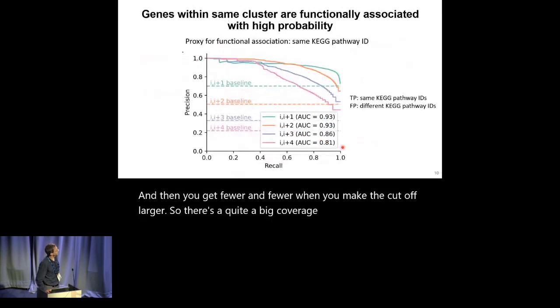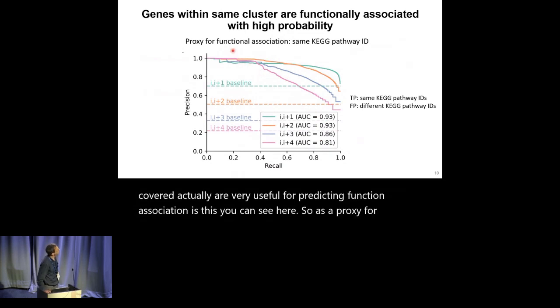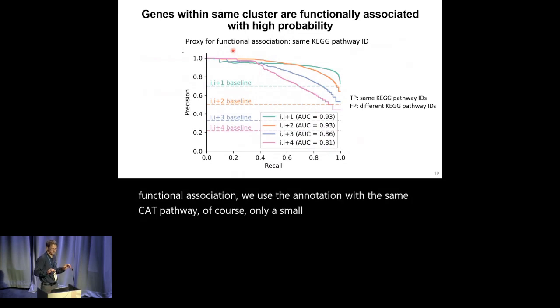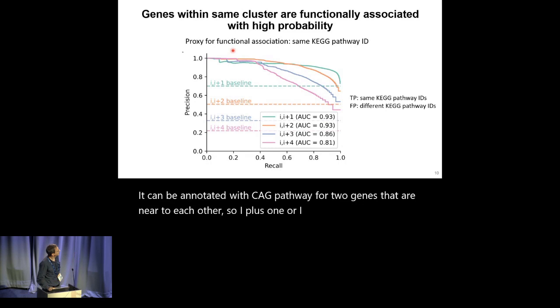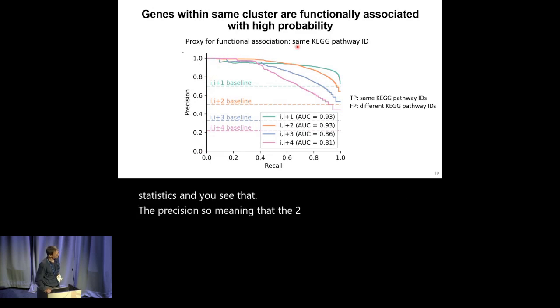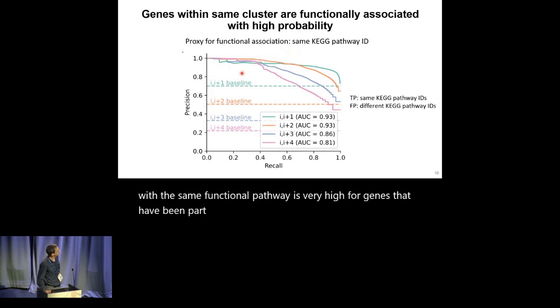So there's quite a big coverage. Those that are covered are actually very useful for predicting functional association, as you can see here. As a proxy for functional association, we use the annotation with the same KEGG pathway. Of course, only a small fraction of genes can be annotated with a KEGG pathway, for two genes that are near to each other, so i plus 1 or i plus 2. It's very good statistics, and you see that the precision, meaning that the two genes are annotated with the same functional pathway, is very high for genes that have been part of cluster matches.